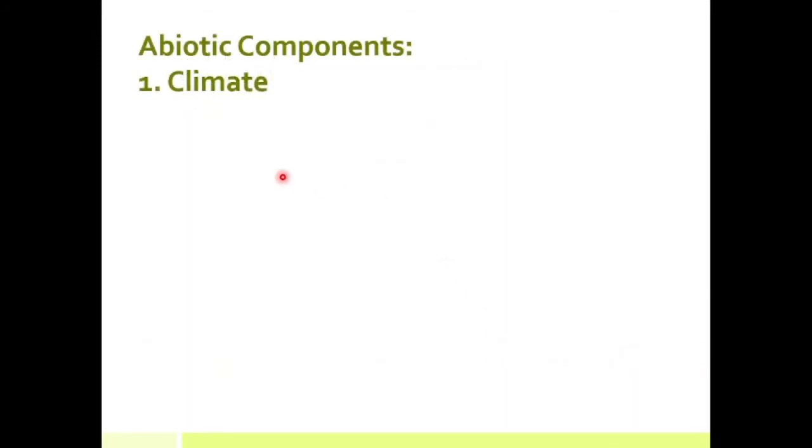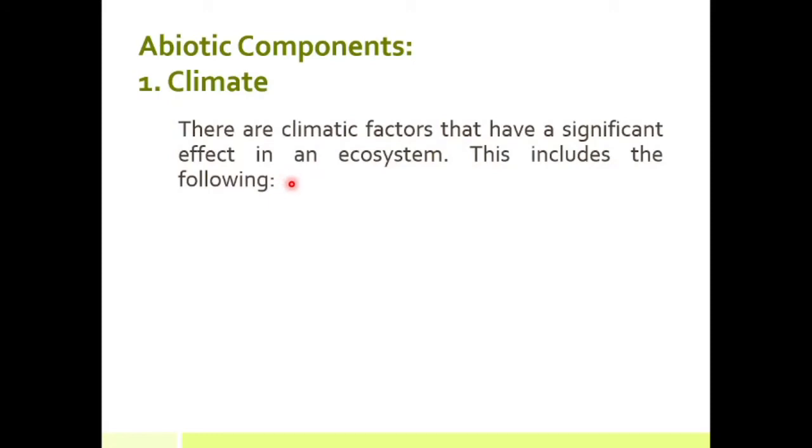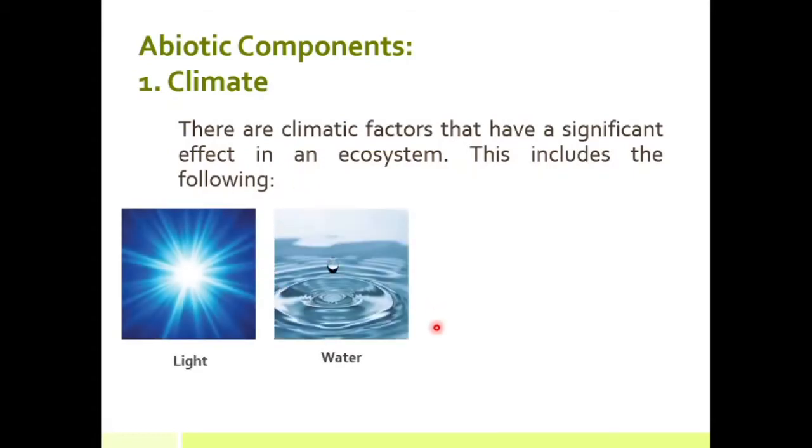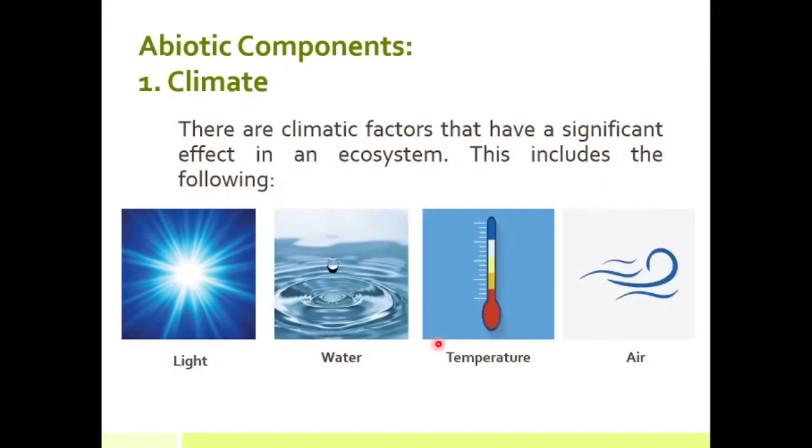Number 1. Climate. There are climatic factors that have a significant effect in an ecosystem, particularly on the living organisms present in that ecosystem. This includes the following: the light, water, temperature, and air. Let us now discover the importance of each climatic factor in the activities of different living organisms found in an ecosystem, because all of them are important for us to live continuously and to survive.